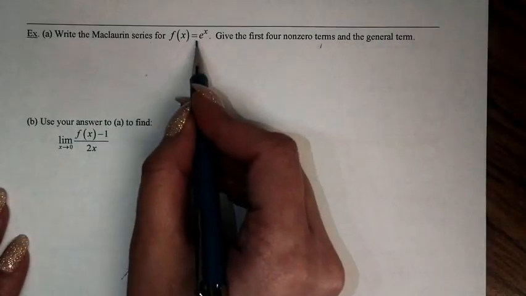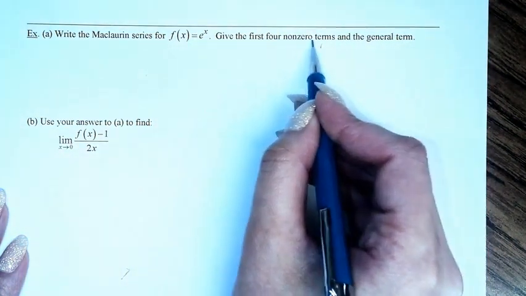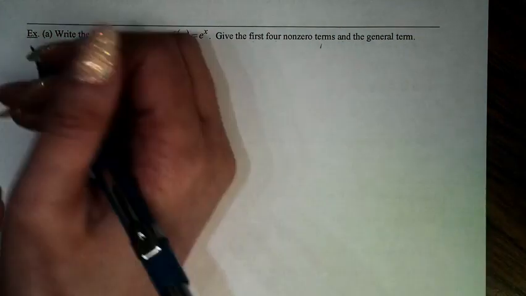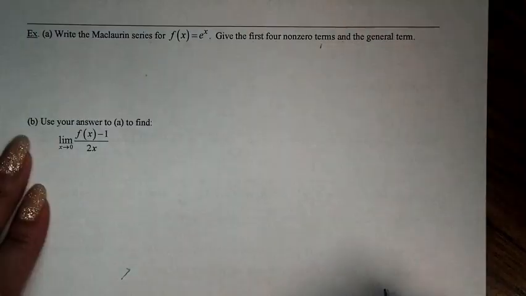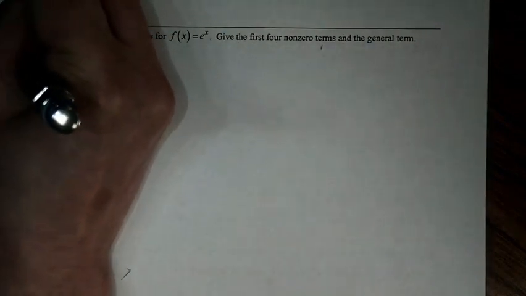So the last example that we have for today is you need to write a Maclaurin series for the function e to the x, and they want you to give the first 4 non-zero terms and the general term. So as you know, we can do it by hand. In case you forgot how to do it, you should have memorized it, but if you did not, I'm going to show you again how to get it by hand.